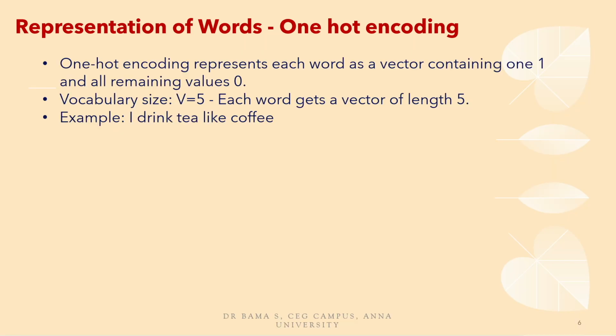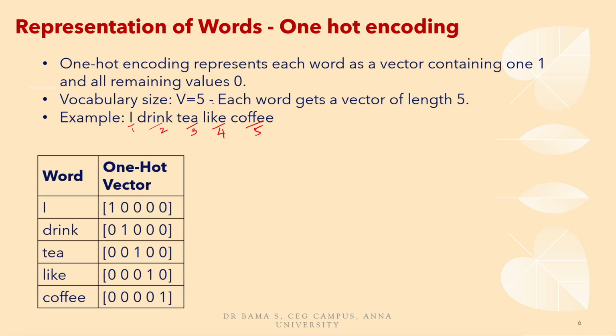Take the same example as before: I drink tea like coffee. If you see the vocabulary, it is 1, 2, 3, 4 and 5, so there are 5 words here. Now how do we represent this as a numerical vector? Through one-hot encoding. The number of words would be the number of bits, and each bit represents a word. So if the vocabulary size V is equal to 5, the vector size is actually 5.